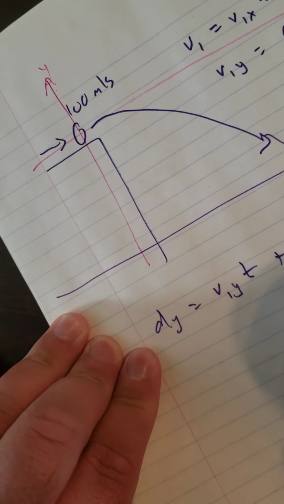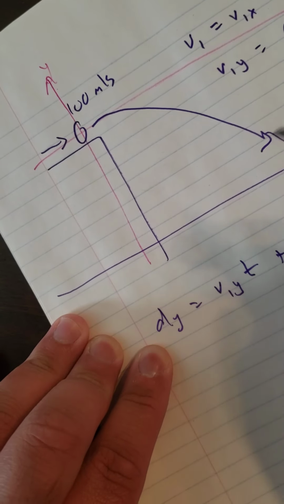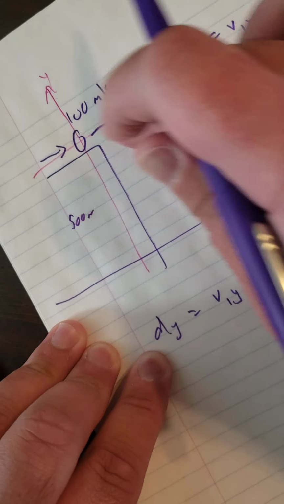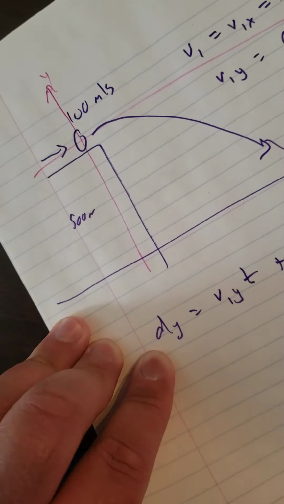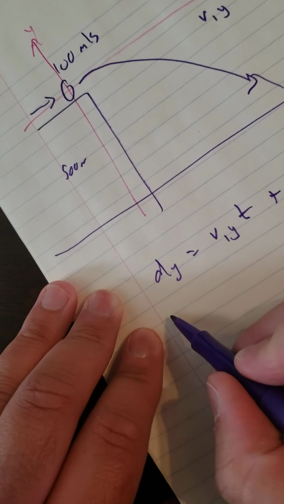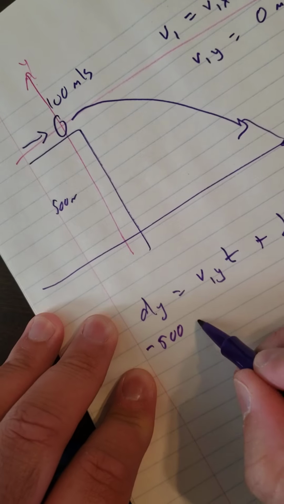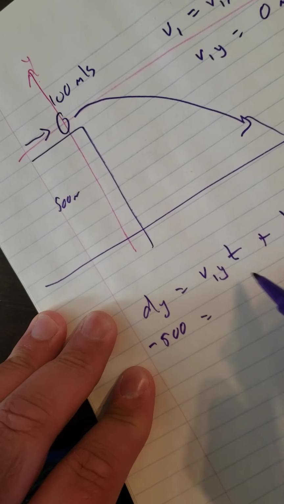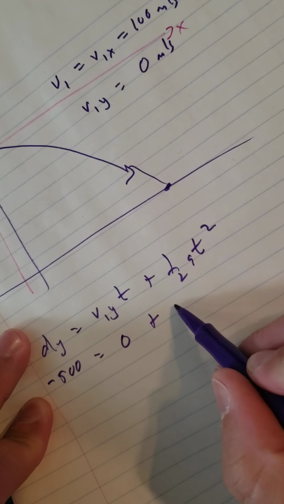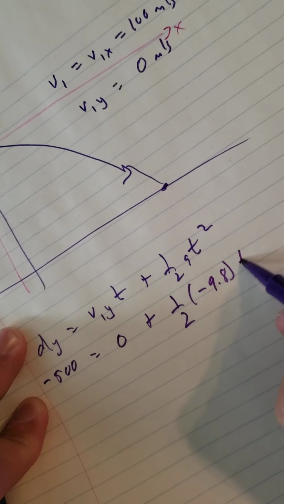So when it's at this point, the change in displacement from the initial, well, you can think of it as really being 500 meters, because this is 500 meters here, 500 meters below its starting point. So in this case, we're taking upwards to be positive, downwards to be negative. So this change in displacement here is negative 500 meters. As we mentioned, v1y is 0, so this term here just goes to 0. And then I've got plus 1/2 at squared, so that's 1/2 of negative 9.8 t squared.